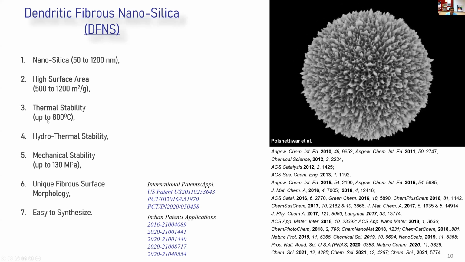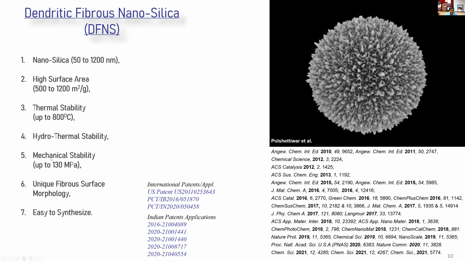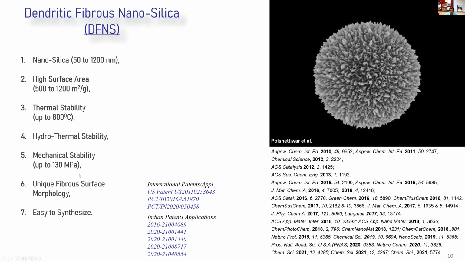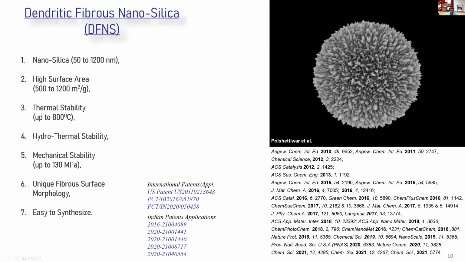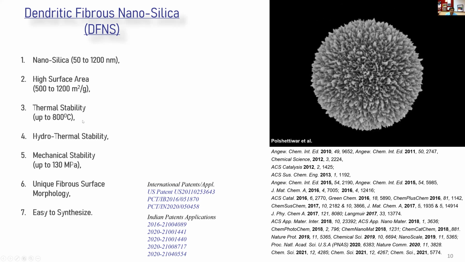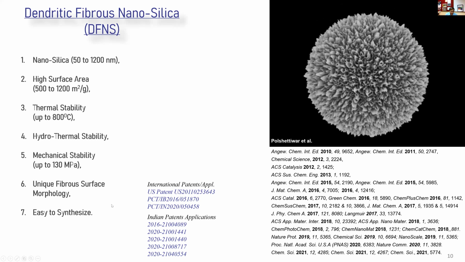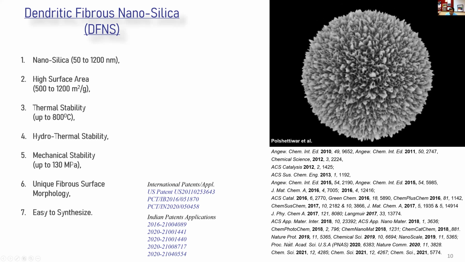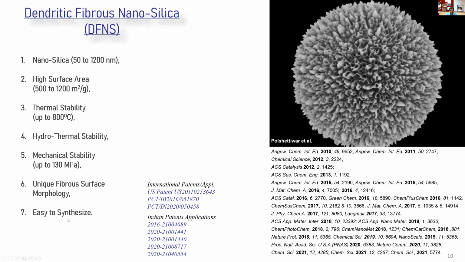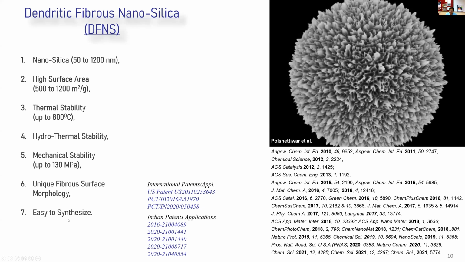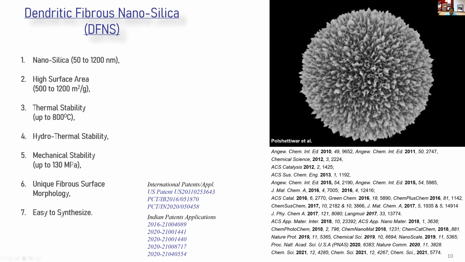And they have nice inherent properties like thermal stability. They are stable up to 800 degrees Celsius. Mechanical stability, they are stable up to 130 megapascal pressure. So that means I can use these materials to carry out high temperature and high pressure reaction processes. And it's easy to synthesize. In fact, you can read this Nature Protocols 2019 paper, where we have given a stepwise detailed synthesis, including videos, and anyone can make it at a larger scale.